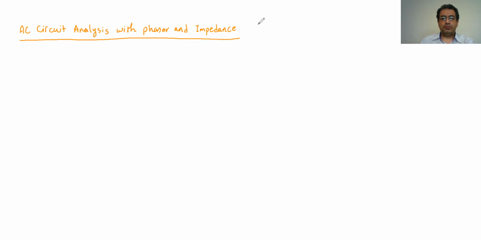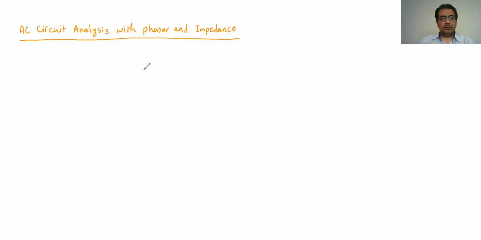Last time I started to talk about phasors and impedances. I talked about how if we have a sinusoidal wave, we can write it as a phasor, in other words, as a complex number, and then how we can convert the resistance, inductance, or capacitance to a complex number called impedance.